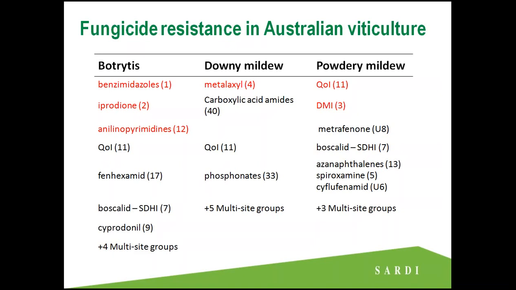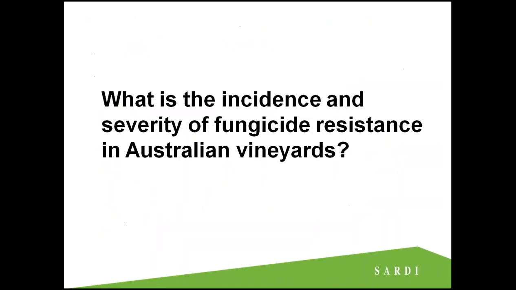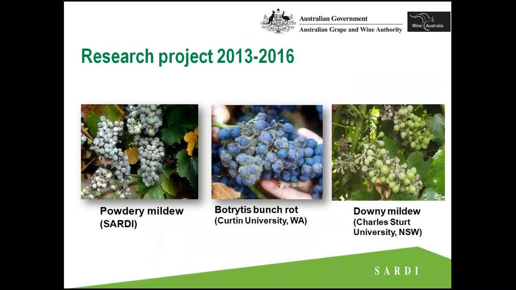So partly the reason this project started is, yes, we've found some genetic basis for resistance in Australia, but do we really know what the incidence and severity of fungicide resistance is in Australian vineyards? I'm currently working on the powdery mildew aspect of this project. It's a 3-year project. I'm due to finish June next year, so it's in its final stages.